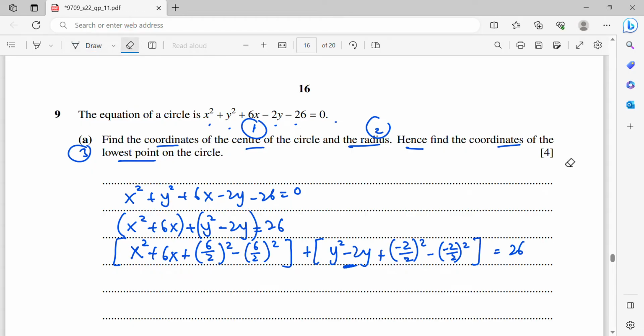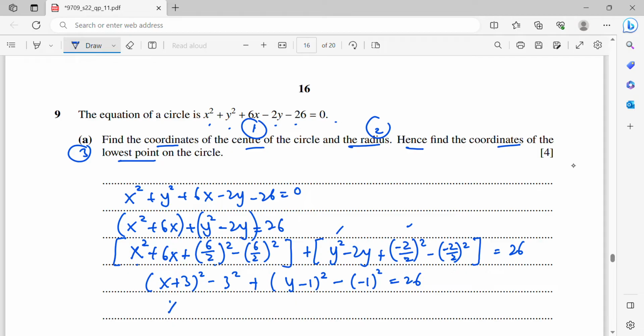Alright. So now I can simplify. Combine first and third term. It will be x plus 3 because 6 over 2 is 3. Then here is minus 3 squared plus the first and third term inside, in terms of y, it will be y minus 1 squared, then minus 1 squared equals to 26.